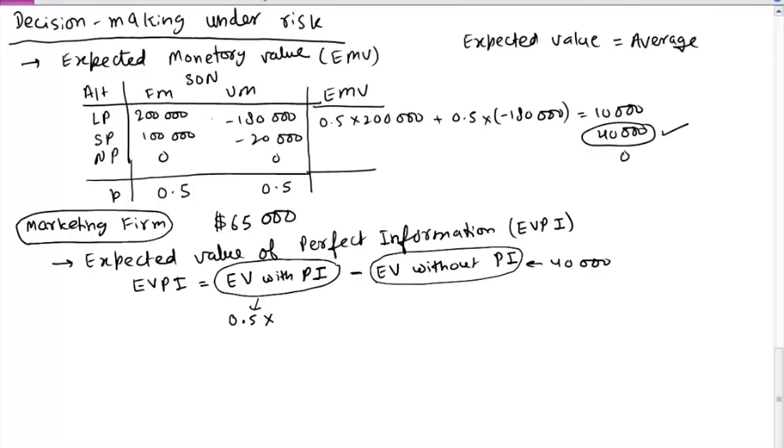So if it is a favorable market, the best value is 200,000. So multiply 0.5 with 200,000 and then plus in the second situation when the market is unfavorable, the best payoff is $0 because other two situations are negative.